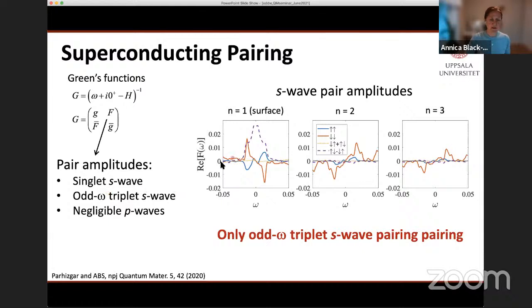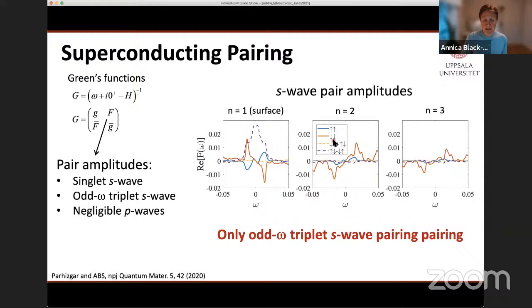So here is, well, this is just the real part, but you can do the same plot for the imaginary part and it doesn't change. So this is the pair amplitude on the surface layer. So here we have the dashed one is a spin singlet state. So in the surface layer, actually, the very first layer is sitting next to the superconductor. The odd frequency, the spin singlet state does survive, but as soon as I go one layer into the material, it completely dies out. The dashed line here is completely dead, right? And I go even further in.